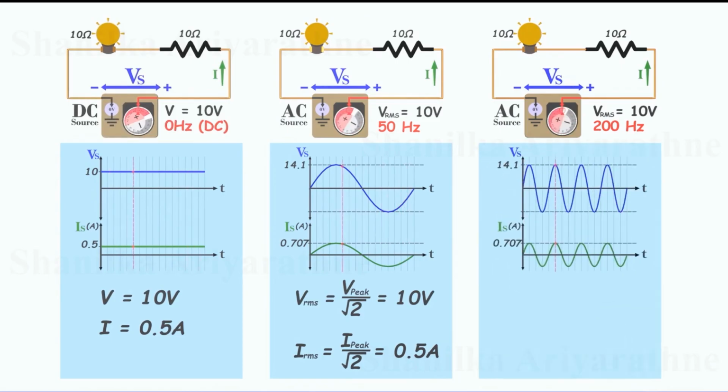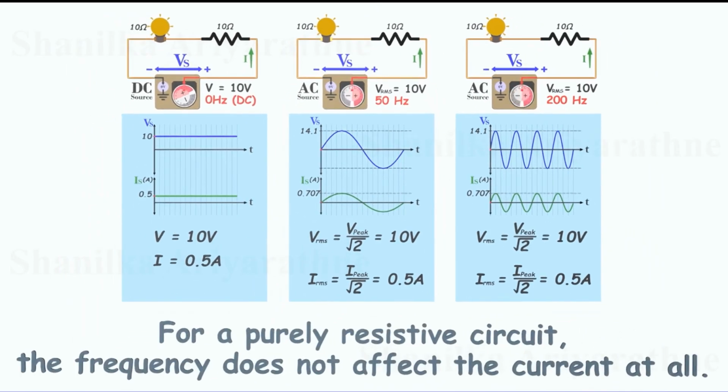Now let's increase the frequency to 200 Hz. Notice something interesting. Even though the frequency changes, the peak voltage and peak current stay exactly the same. So the RMS values also remain unchanged at 10 volts and 0.5 amps. This tells us something important. For a purely resistive circuit, the frequency does not affect the current at all.